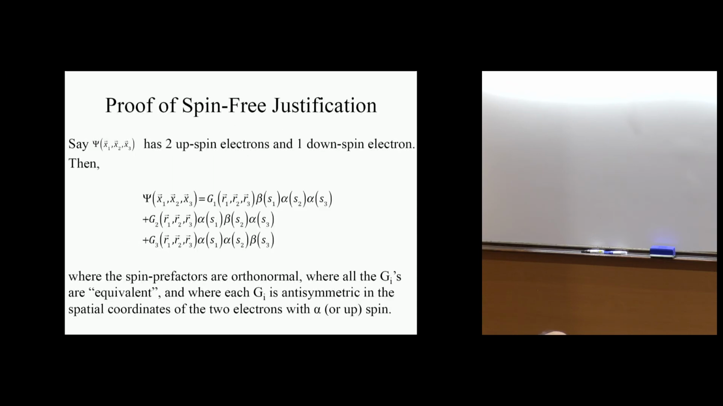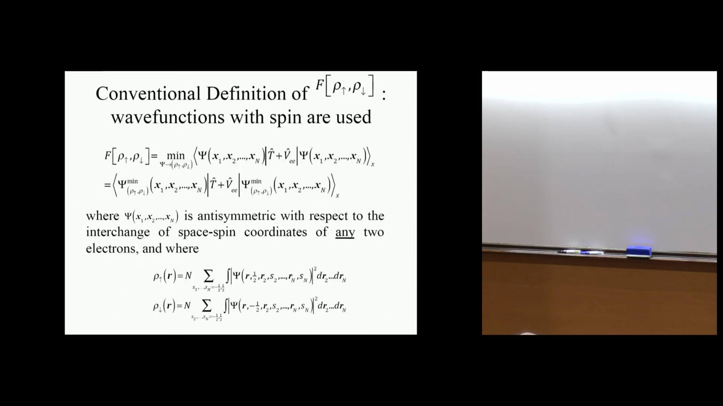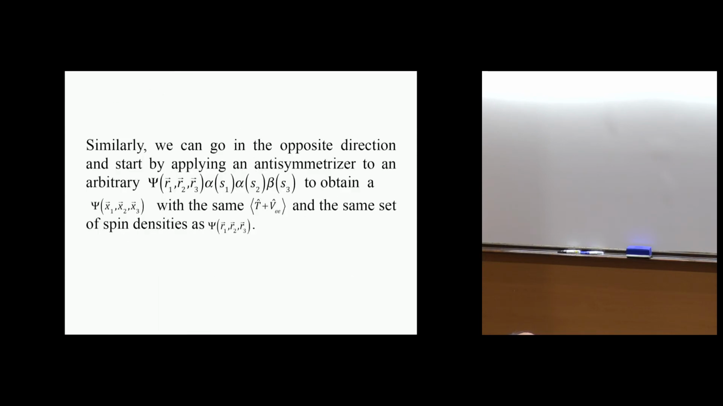Further it could be shown that psi without the spin has the same set of spin densities as those with the spin. But of course, you get at them differently. Here, you're just using spin-free wave functions to get the spin, but here you use the spin wave functions. But the same spin density, same values. Okay, that's the proof. And similarly, we go the opposite direction.